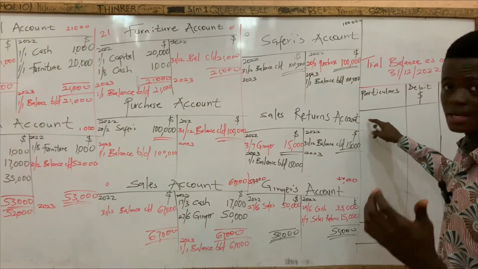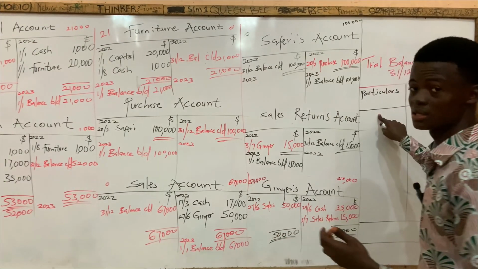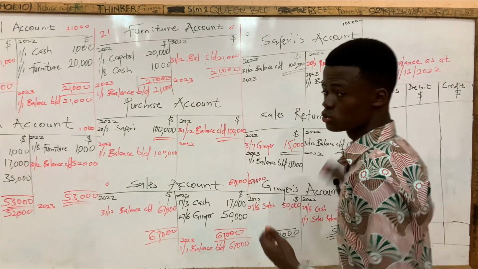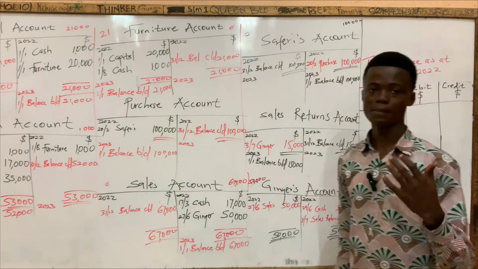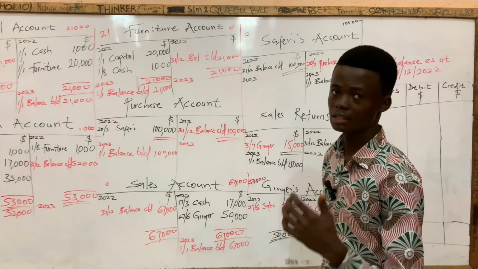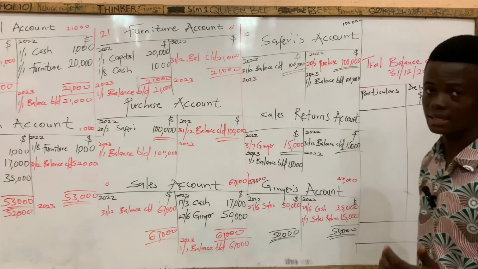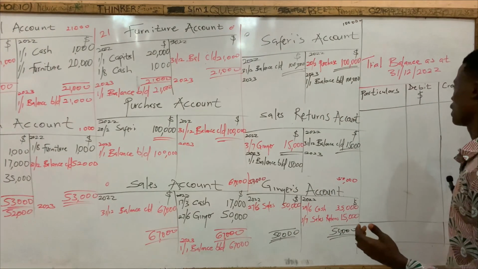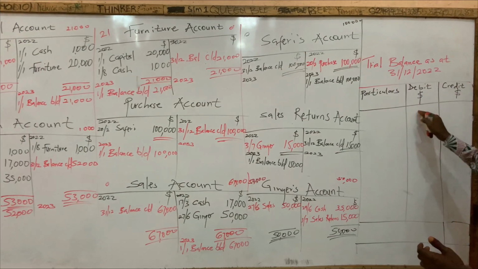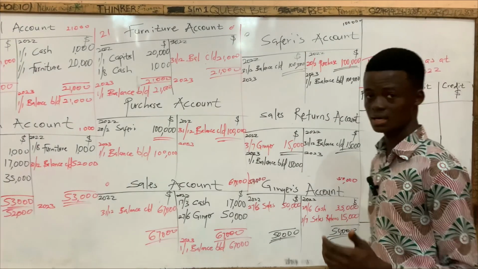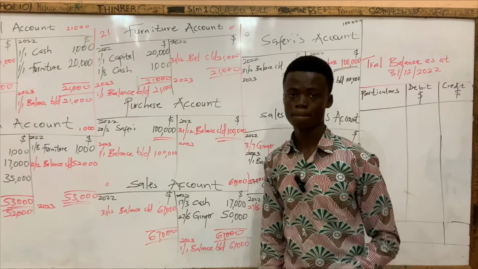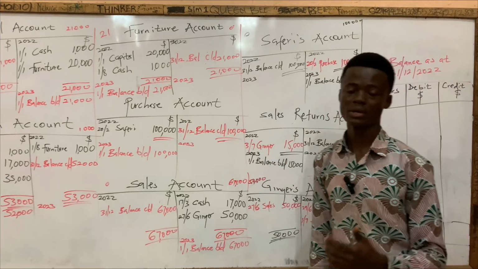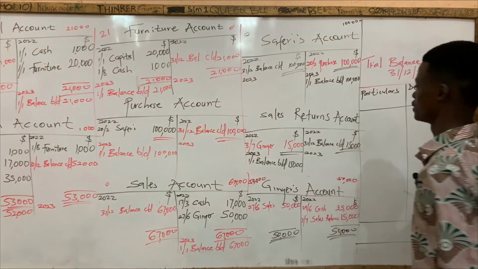So after writing the name of the account in question under the particulars, then you check to see if the account is having a debit balance or a credit balance. If the account is having a debit balance, then the figure or the balance of the account will be written on the debit side. But if an account is having a credit balance, then the balance of that account will be written on the credit side of the trial balance.